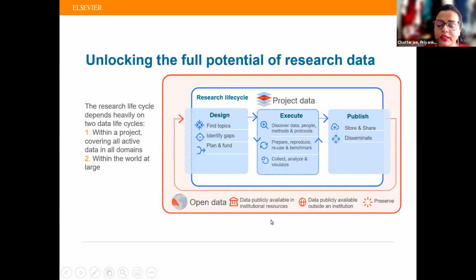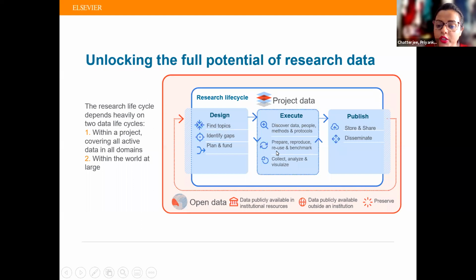Now, when we look at the whole life cycle of research data, the most important part is that you need to design. The research life cycle depends heavily on 2 data life cycles within a project. You need to execute and you need to publish. When it comes to design, you need to find topics, identify gaps, and plan and fund. When it comes to executing your research, you have to discover data, people, methods, and protocol.